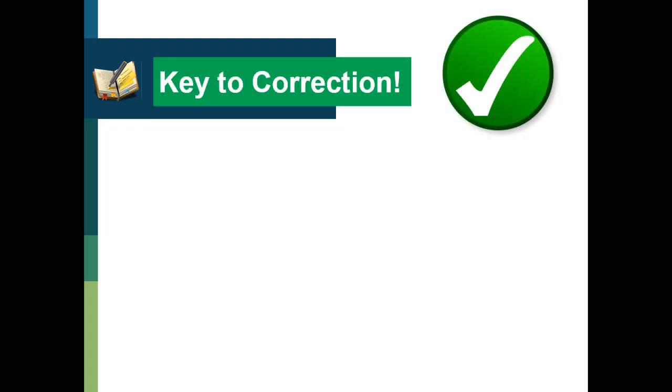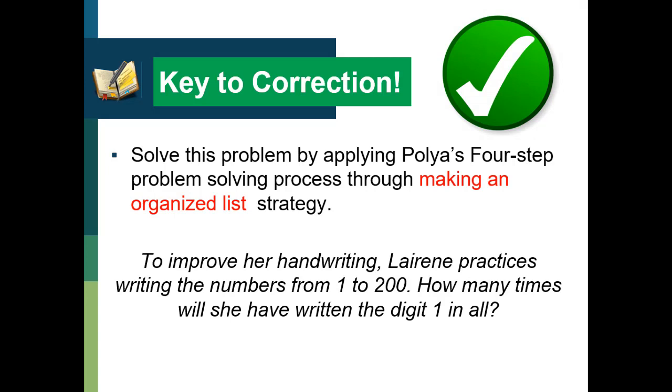I think you have now your answer. And here's now your key to correction. So how many times will she have written the digit 1 in all? The answer is 140 times. That means in writing the numbers from 1 to 200, there are 140 ones in all. Did you get it?